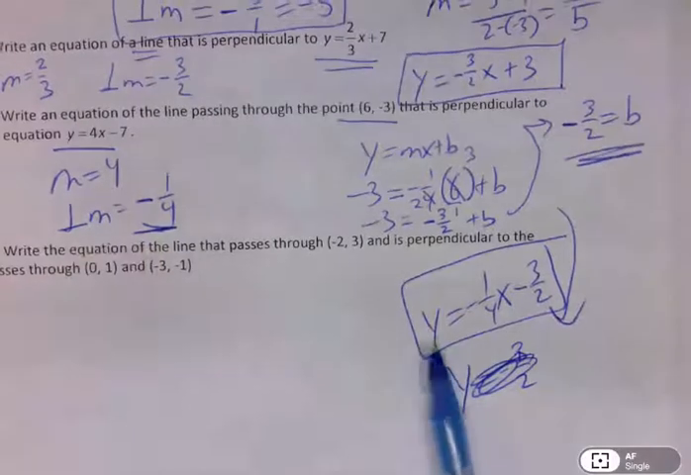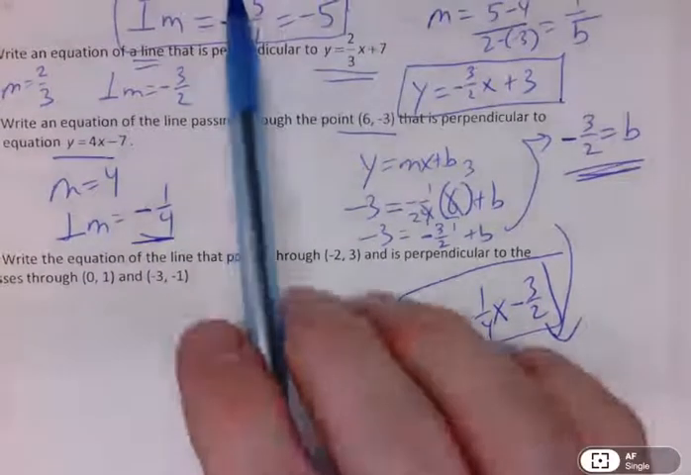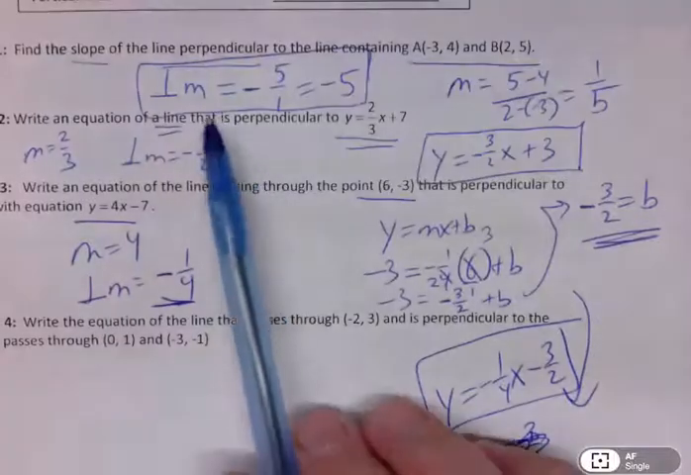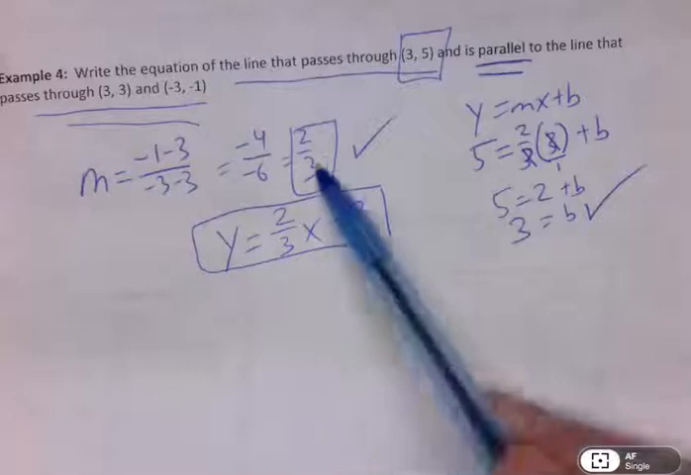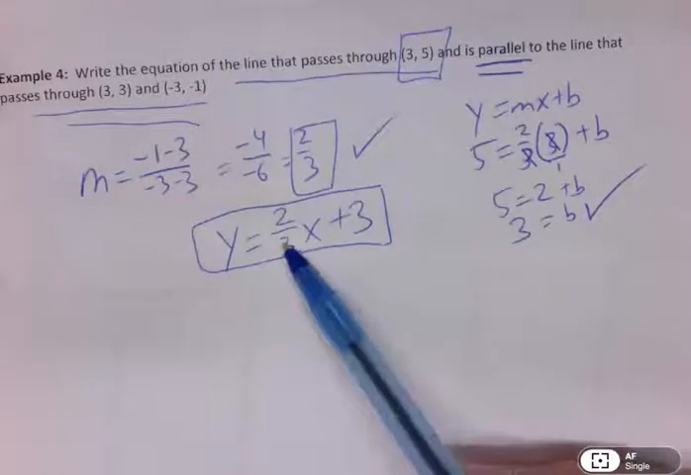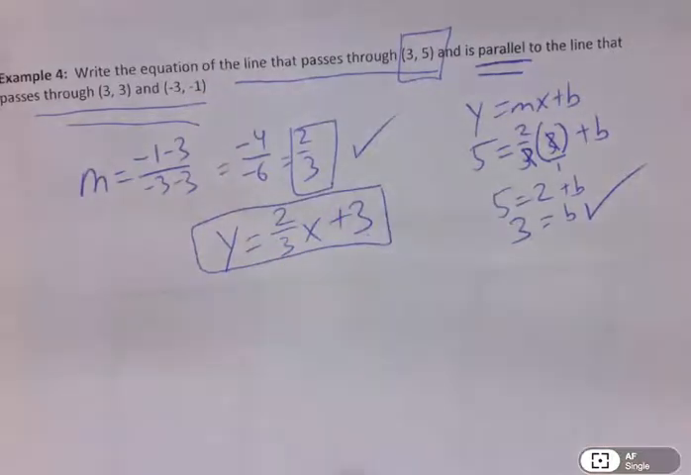Okay? So moral of the story is, when you have perpendicular lines, their slopes are opposite reciprocals, and when you have parallel lines, their slopes are exactly the same. The only thing that changes for the parallel lines is you have to make sure you have a new y-intercept depending on what they give you.